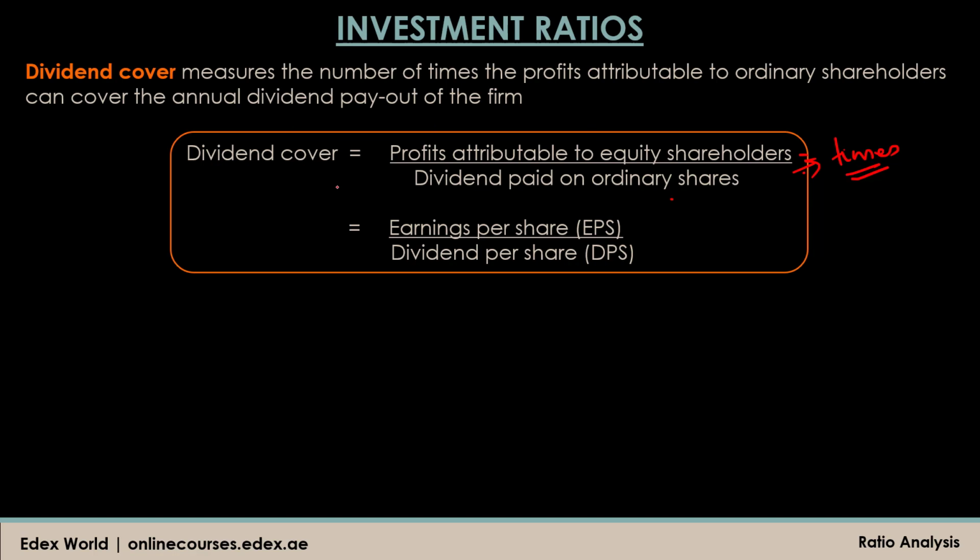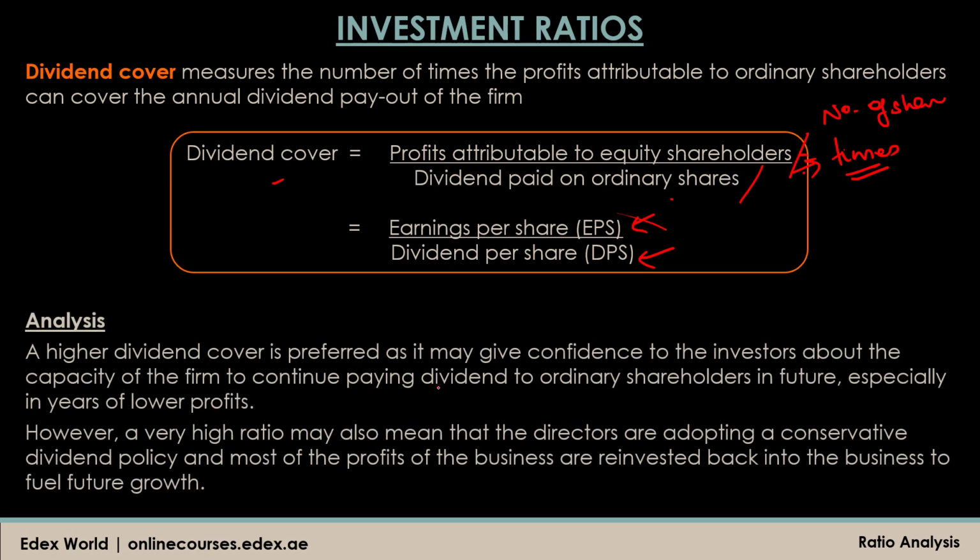An alternate way of calculating dividend cover is if I divide both the numerator and the denominator by the number of shares. What do I get? Profits attributable to ordinary shareholders divided by the number of shares, I get the EPS. And the dividends paid on ordinary shares divided by the number of shares, I get the dividend per share or DPS. So if in the question EPS is given and the DPS is given, you can divide those also to get the dividend cover.